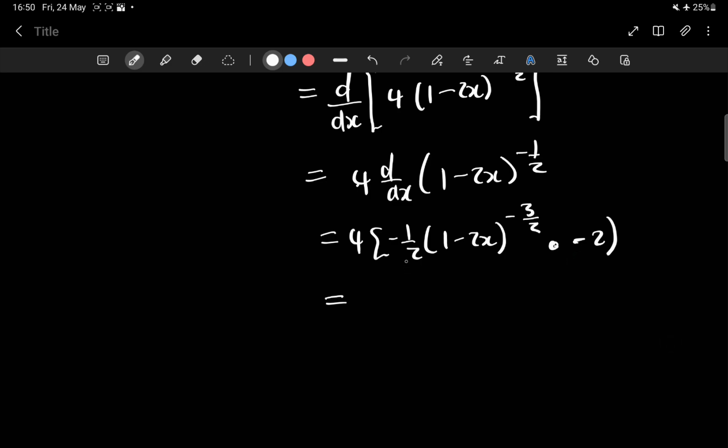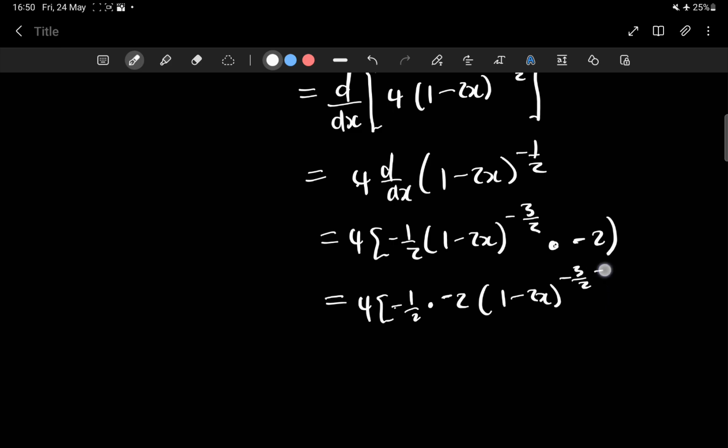First, we can multiply negative half times negative 2. Okay, 4 is still outside. We would have negative times negative becomes positive. And 2 into 2, they cancel, right? So you remain with negative. We can, okay, let's first do it step by step. So we say negative half. We have negative half times negative 2. And it is multiplying 1 minus 2x to the power of negative 3 over 2.